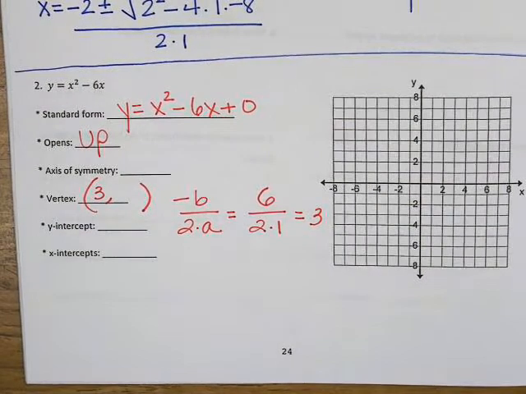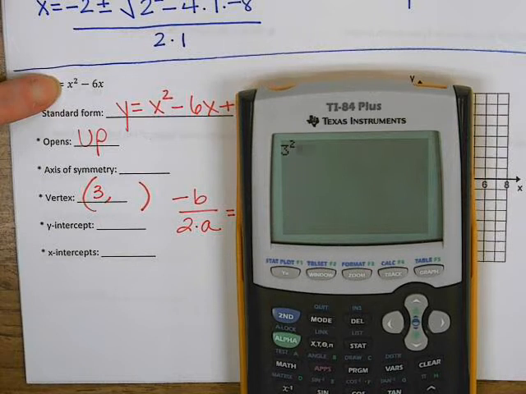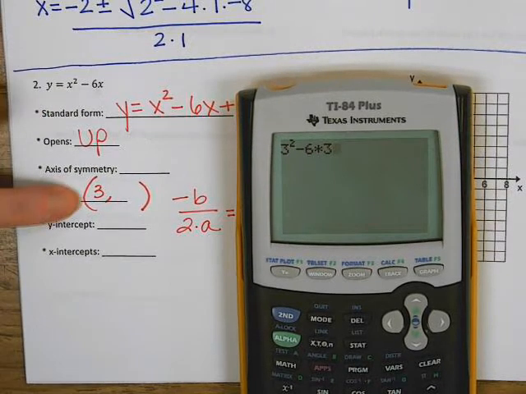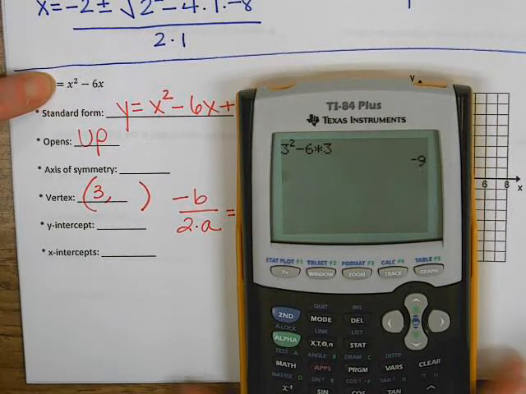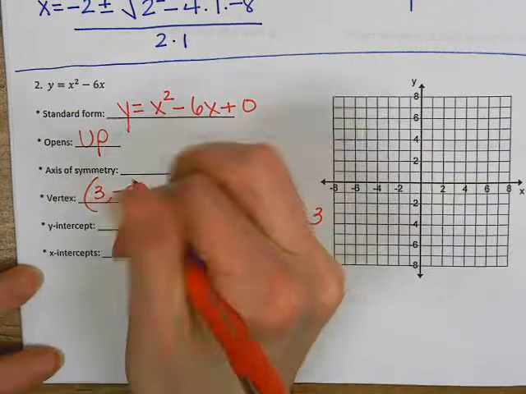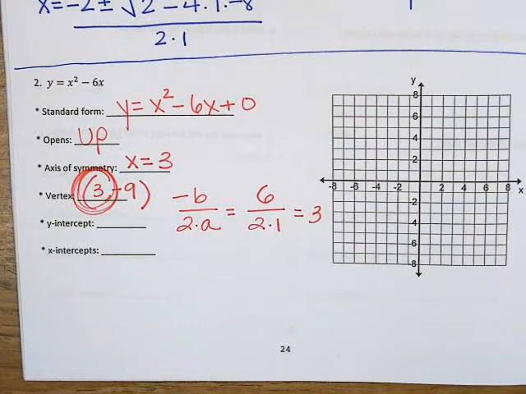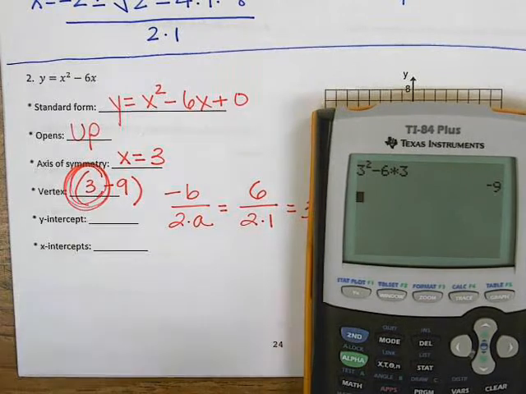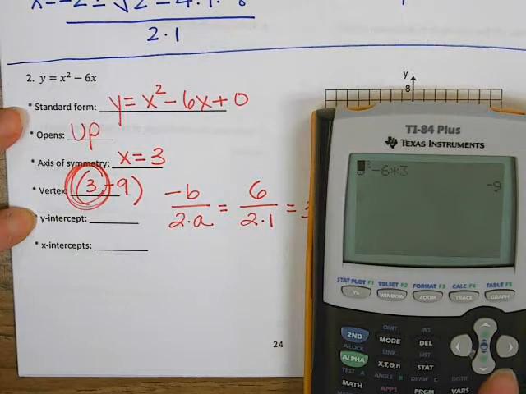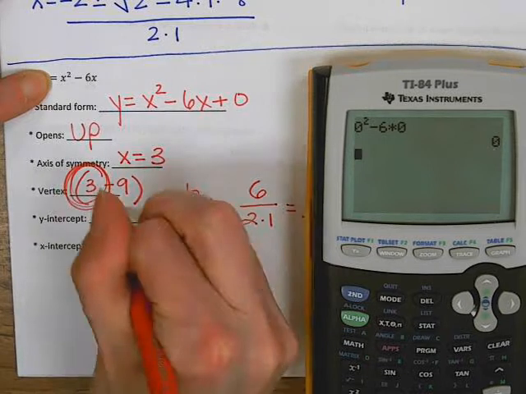We got to plug 3 in to find the second number. All right, so let's do it. So it's 3 squared minus 6 times 3, right? Because we got 3. We plug it in. You guys will get negative 9. Therefore, the line of symmetry is x equals, it's always the first number, so x equals 3. Moving on, y-intercept is when you plug in 0 for x. So 0 squared minus 6 times 0 is 0.